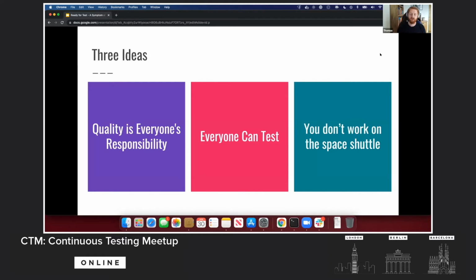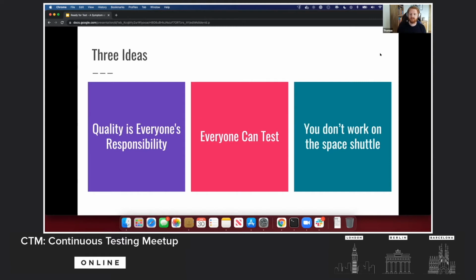Testing at its core is about asking questions. A QA doesn't have any particular special skill when it comes to asking questions. Yes, they might know some particular techniques, but everyone on the team is capable of asking those questions.